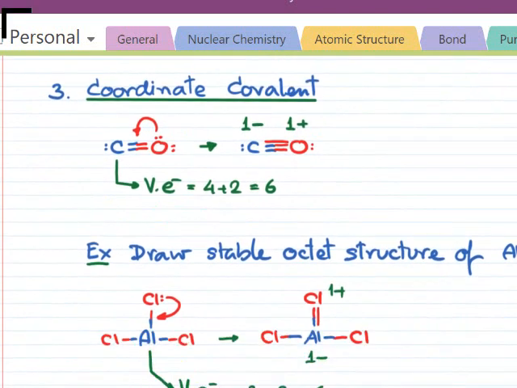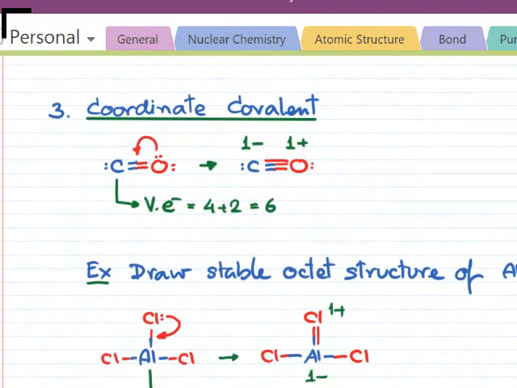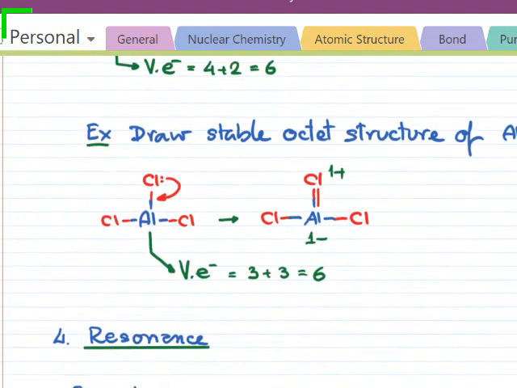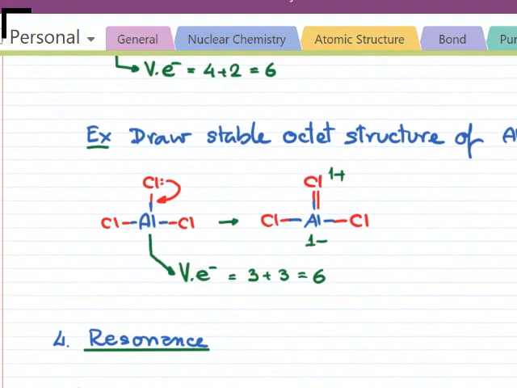This is the 4th type of chemical bonding, of the covalent bonding. Resonance. If you look at the AlCl3 again, it is not necessary for Al to take electron from the top Cl. It can take electron from left Cl or right Cl as well.